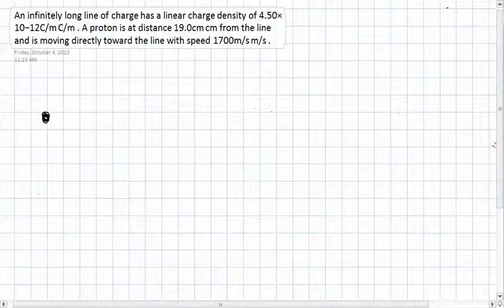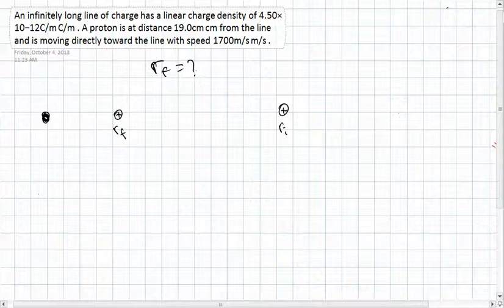The proton starts from some distance Ri, and that is 19 centimeters, and it's going to travel all the way towards the line and end up at some distance Rf. Okay, so the question is, what is this Rf? Rf, that is the question. That is the question that we have to answer.